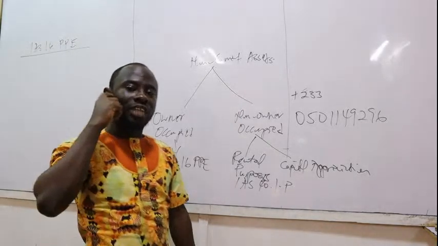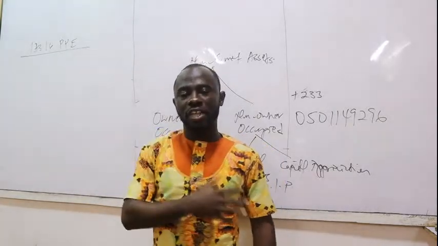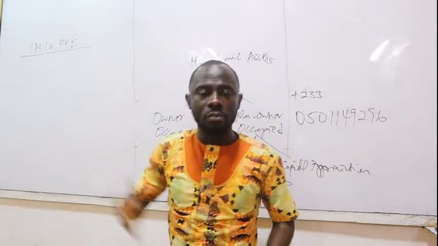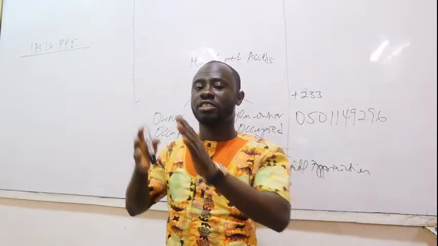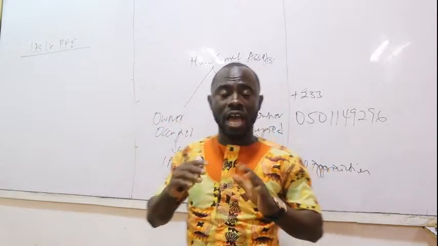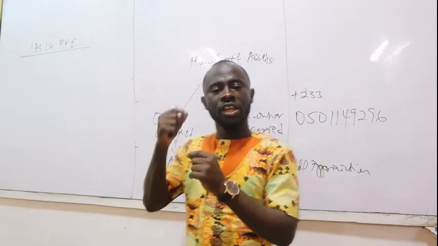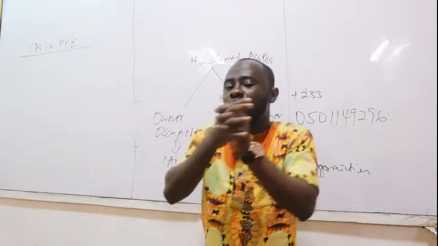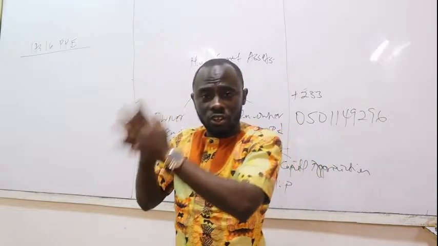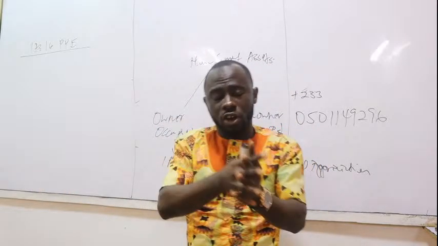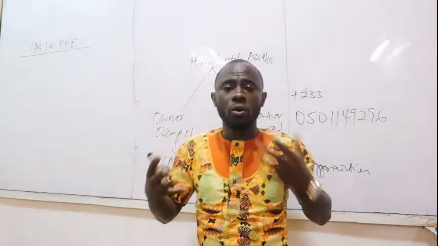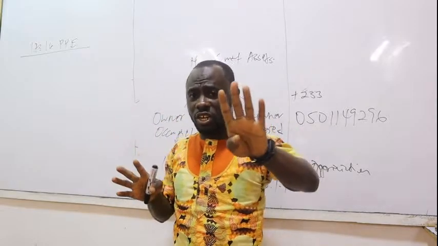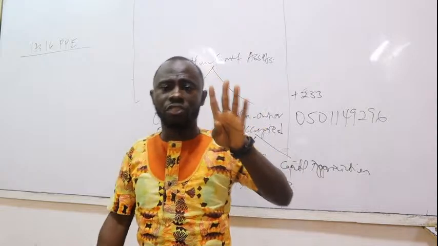Now, the objective of this standard, like I mentioned a moment ago, simply is to prescribe the accounting treatment of owner-occupied non-current assets. Let me take that again. The objective of this standard is to prescribe the accounting treatment for owner-occupied non-current assets. Okay, owner-occupied non-current assets. So what do we mean here? For whatever standards you take, there are three or four things that you need to understand. Whatever standard you take, there are about four things you need to understand.